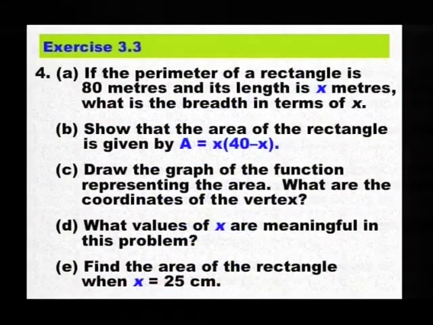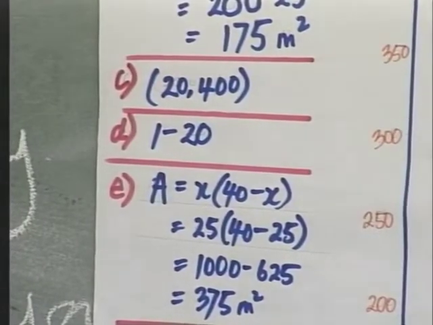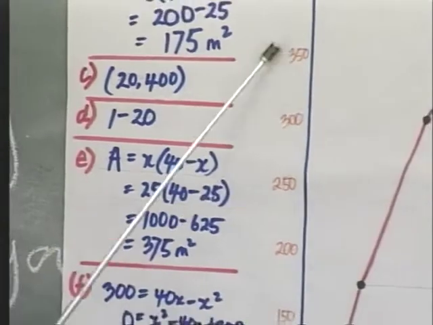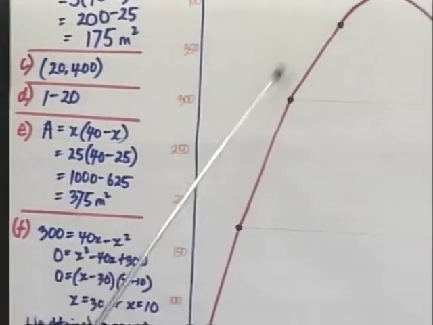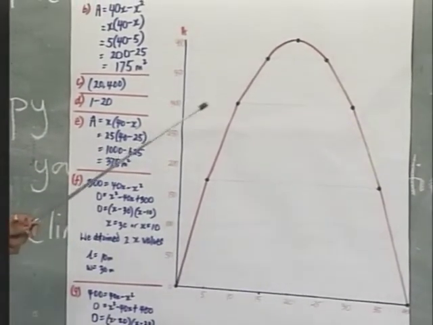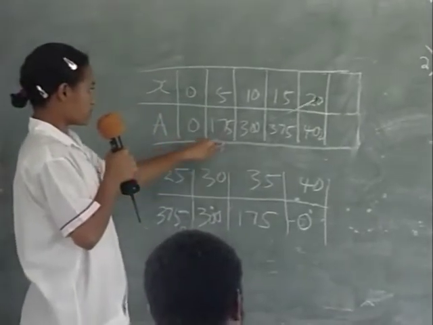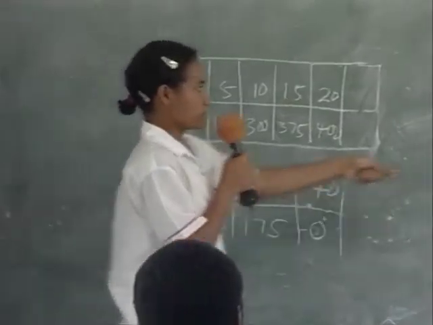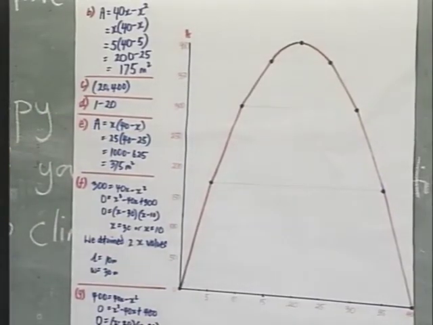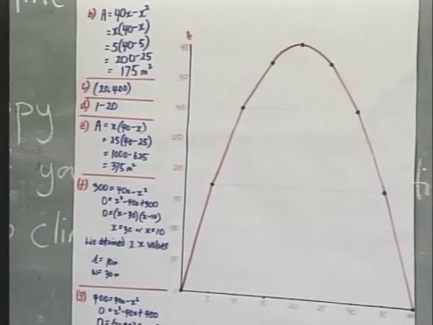C reads, draw the graph of the function representing the area. What are the coordinates of the vertex? We used intervals of 5 for the horizontal axis and intervals of 50 for the vertical axis, and this is the shape of the parabola. The coordinates of the vertex are 20 and 400. As you can see from the table, 20 and 400, and from the graph here, 20 and 400, sorry.